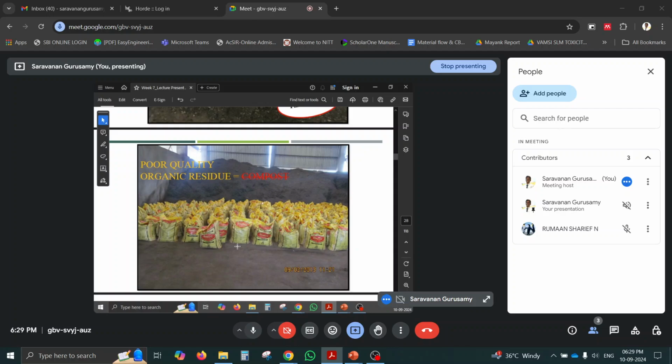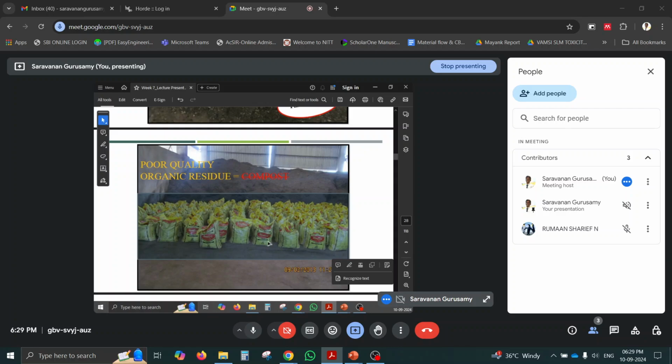But this is also used by people in the agricultural field. If it is pure organic waste, then we can sell the compost for around 10 to 15 rupees, but this will be sold for around 5 rupees or 2 rupees per bag, like that, and sent to the agricultural field.